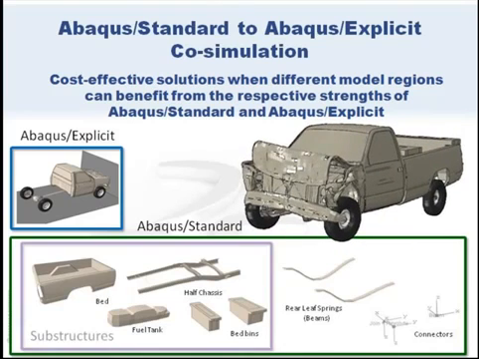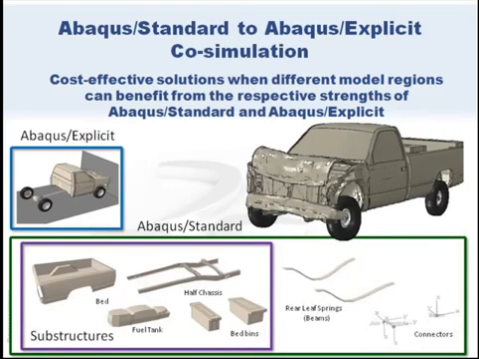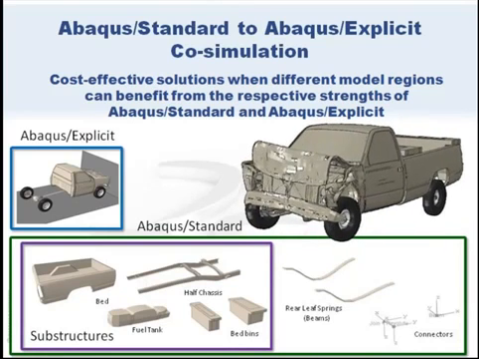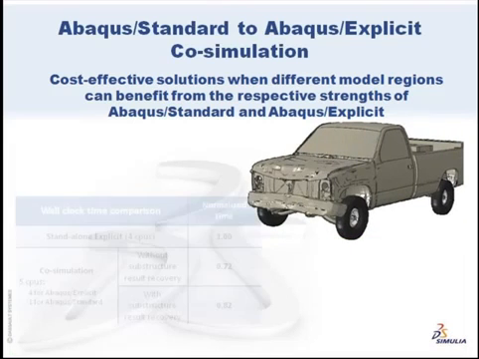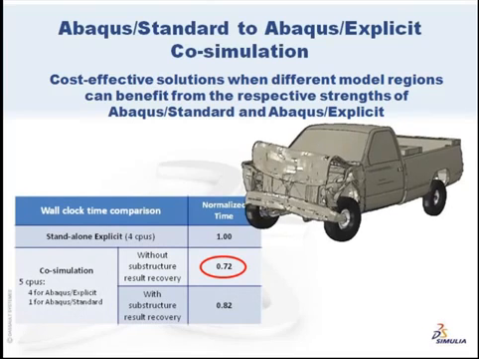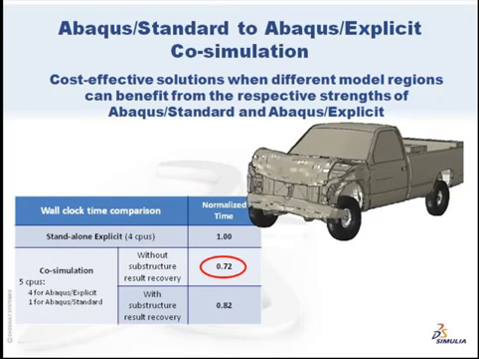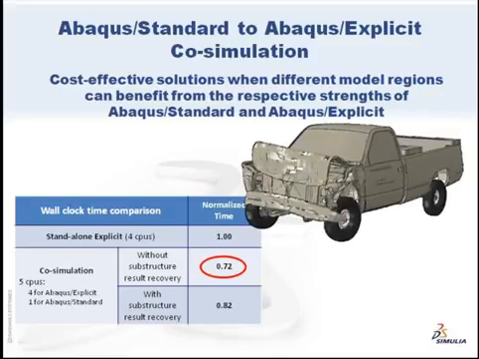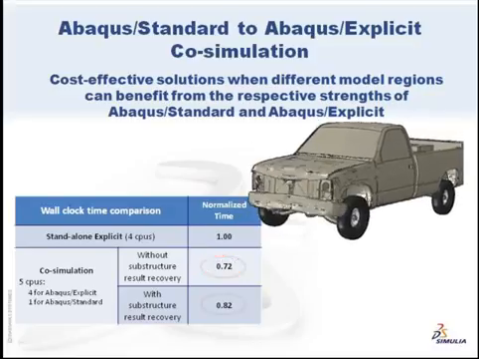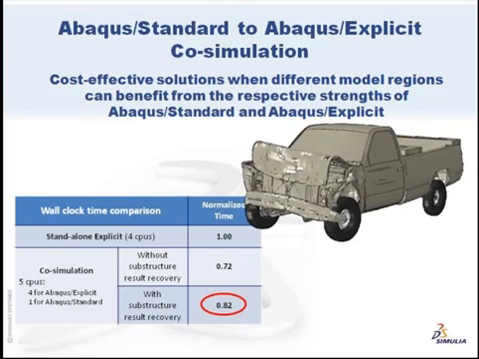To improve performance even further, some of the Abaqus Standard structures are modeled as substructures. More than 1/4 of the runtime for this analysis is saved by using the co-simulation technique, rather than analyzing the entire truck with Abaqus Explicit. The savings is a bit less if detailed results are extracted from the substructures.